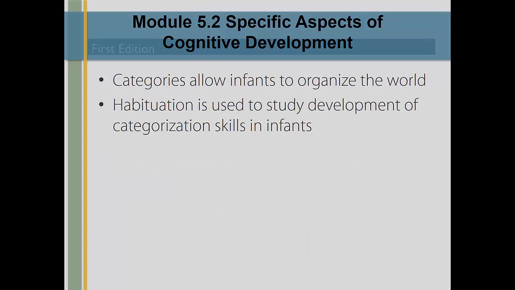Categories allow infants to organize the world. Habituation is used to study development of categorization skills in infants. 3 to 4 month old infants habituate to pictures of cats and then spend more time looking at pictures of dogs, indicating development of categories for each. 6 to 9 month olds have more complex categories for things such as furniture, emotions, plants, and people at different ages and gender.